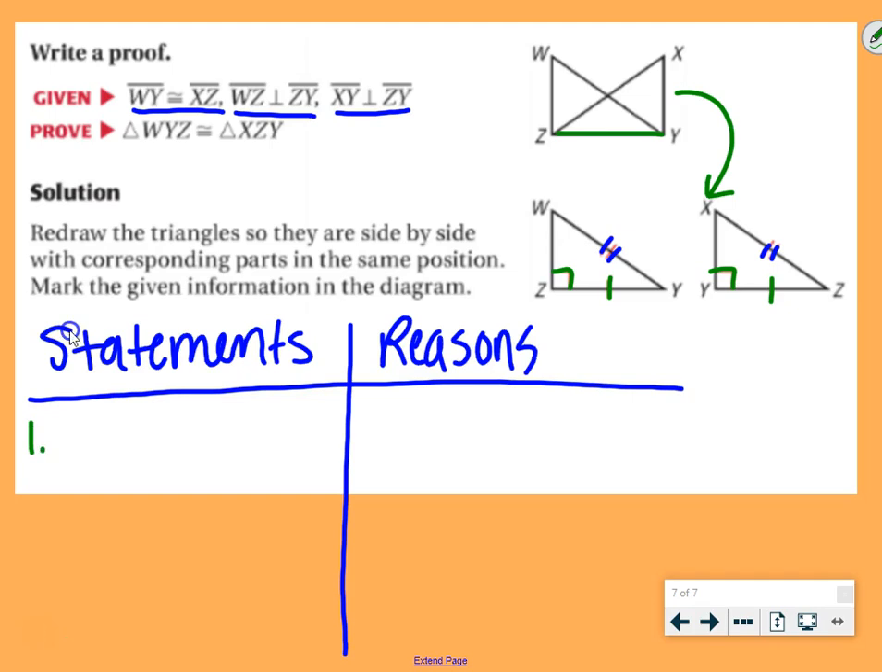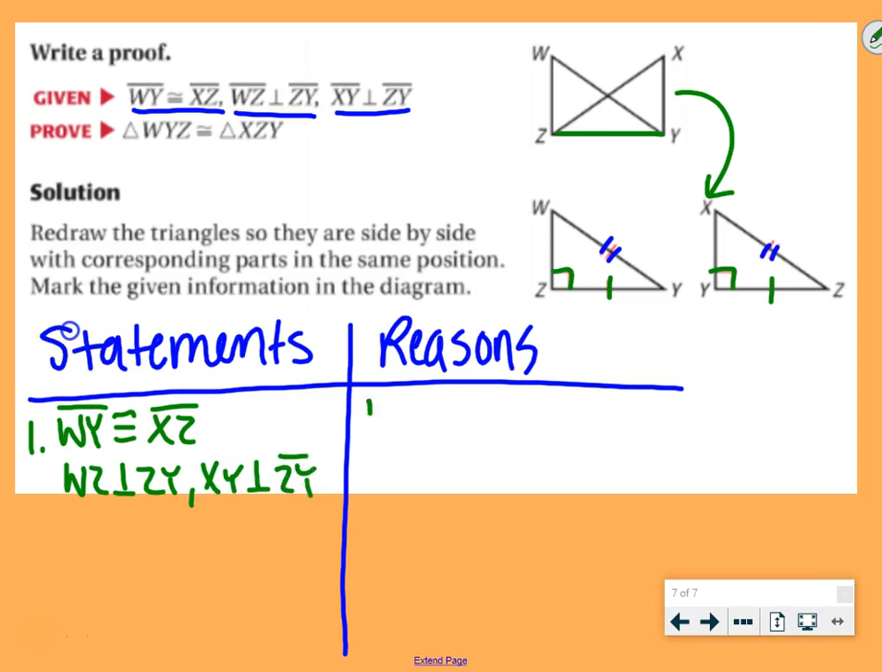All we have to do is say, one, WY is congruent to XZ, and then WZ is perpendicular to ZY, XY is perpendicular to ZY. Our reason would be that it's given. Then we can state that ZY is congruent to ZY by itself, because that's the reflexive property.